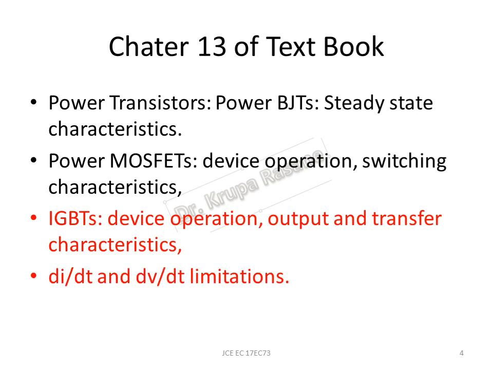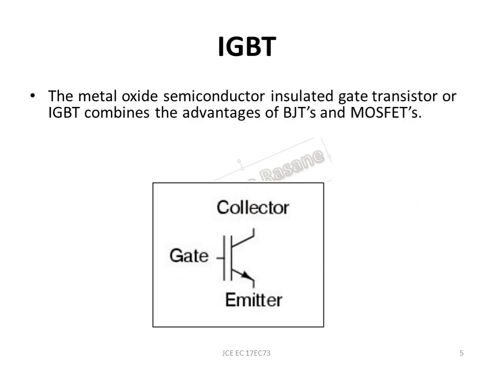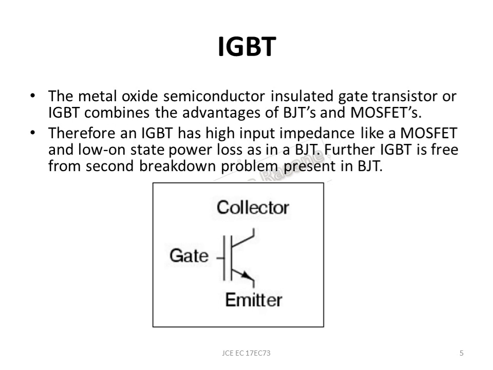di by dt and dv by dt limitations will also be looked at. So IGBT is nothing but a device which is made up of a combination of MOSFET and transistor, and basically it has three terminals: collector, gate and emitter. So the metal oxide semiconductor insulated gate transistor or IGBT combines the advantages of both BJT and MOSFETs.